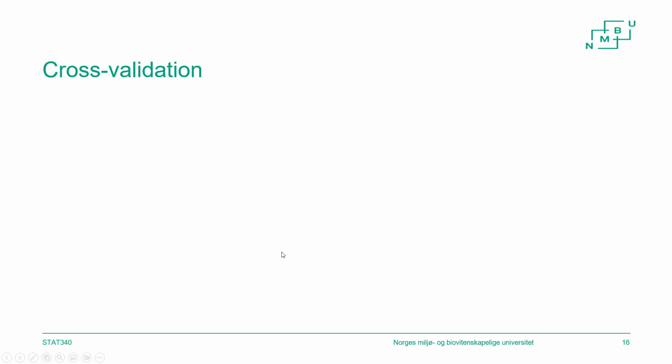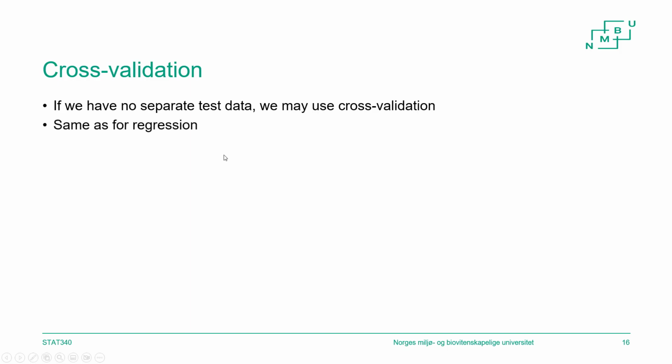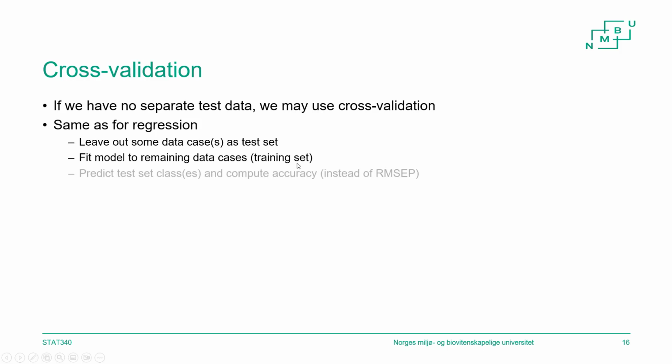Okay, cross-validation, we have seen this before. If we have no separate test data, we may use cross-validation. We have done this before, right? And the procedure here is exactly the same as for regression. You leave out some data cases as a test set. You fit the model to the remaining data cases as a training set. And then you predict the test set classes and compute accuracy.